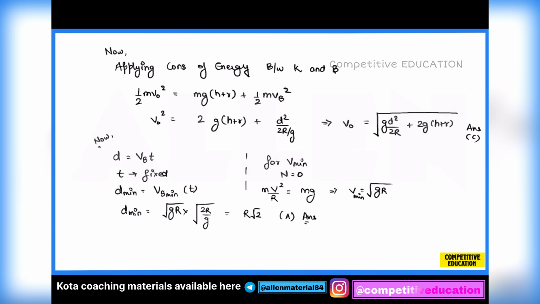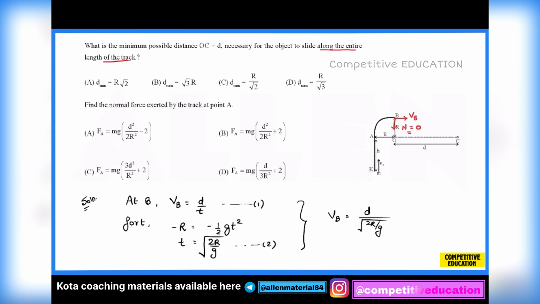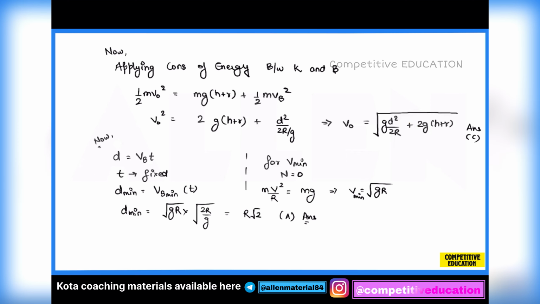Now see here what I can write. Normal will be 0, so the only force acting in the vertical direction will be mg. So I can write mg equals m v square by r. For v minimum, normal will be 0, so m v square by r will be equal to mg. This is the condition for this particle to not leave this length of the track. So v minimum will come out here. m and m will cancel out, so v minimum will be under root g r.